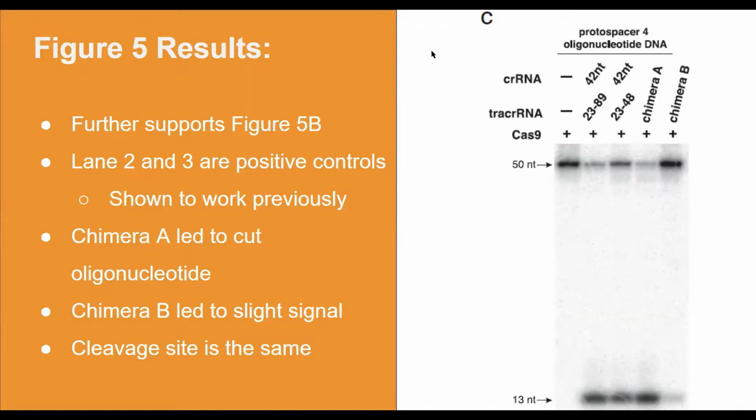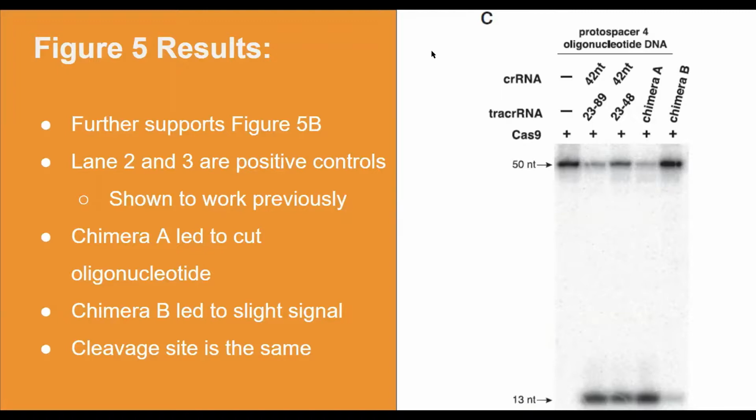Lanes 2 and 3 show a full-length crRNA for protospacer 4 and a tracrRNA that was truncated. And Figure 3 shows that these two truncated versions of the tracrRNA work and are valid uses of the control. And we can also see this here too, where the oligonucleotide is cut and the band appears at 13 nucleotides.